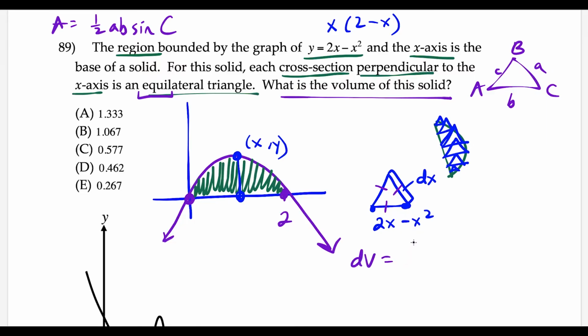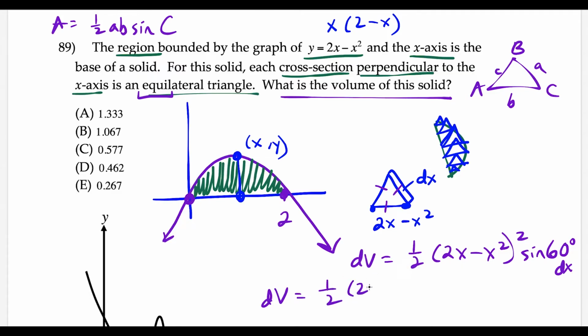So the volume of this is going to be 1/2 a times b, but the side lengths here are all the same. So I'm going to take 2x minus x squared, and I'm going to square it. And then I have to multiply by sine of the angle C. And any one of these angles, no matter which angle I start from, is going to be 60 degrees. So I have sine of 60, and then we're just multiplying by dx. We'll just tack on at the end. So that tells us that dV equals 1/2 times (2x minus x squared) squared times sine of 60, which is radical 3 over 2, and then dx. So this, if we work this out, is going to be radical 3 over 4 times this.